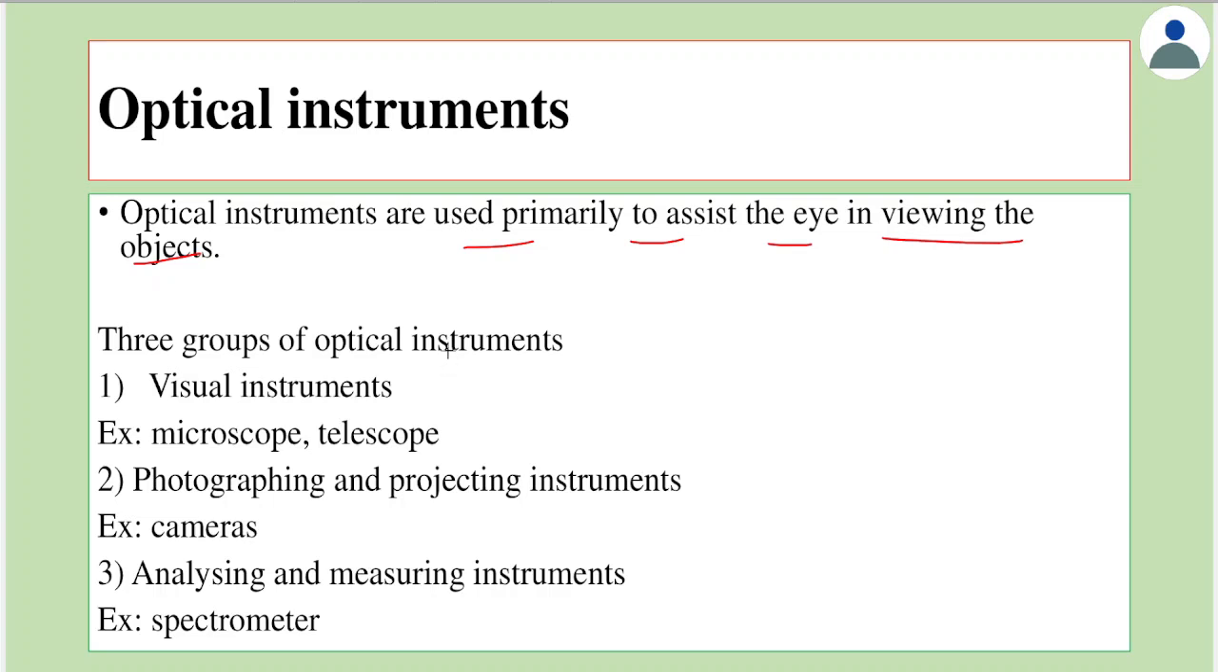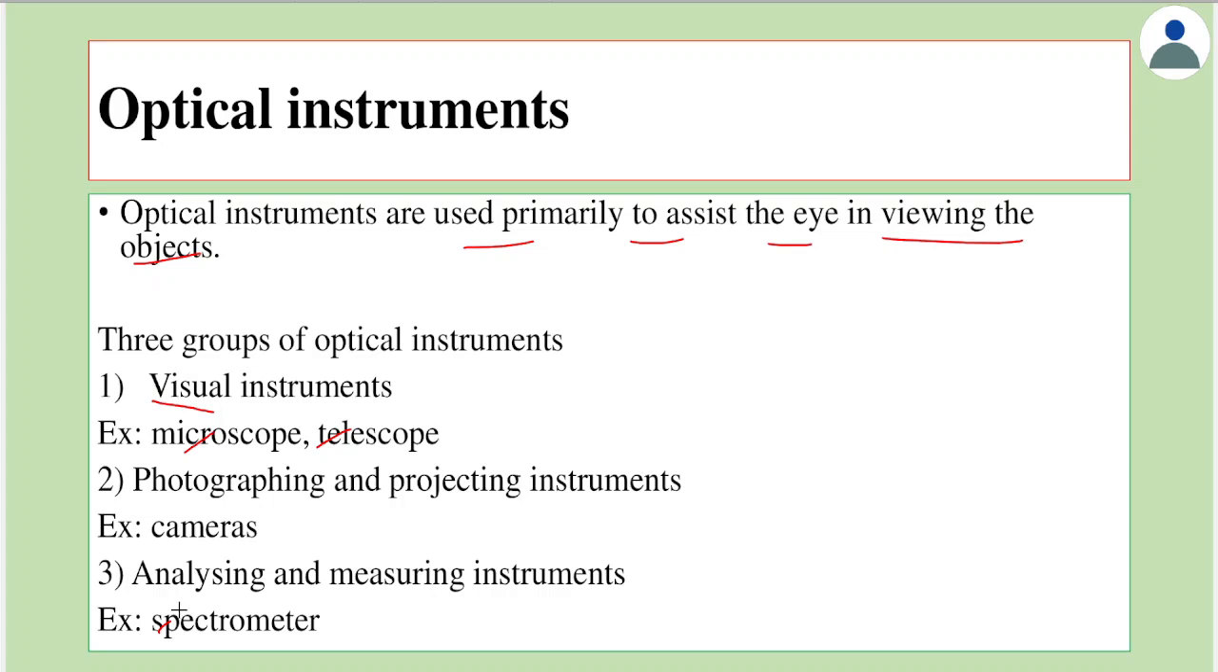These instruments are categorized into three categories. The first type is called visual instruments, like microscope, telescope. The second category is called photographing and projecting instruments, like cameras, and the third type is called analyzing and measuring instruments, like a spectrometer. Just keep in mind that optical instruments would help us to resolve or magnify the images so that we get a better view of the image.